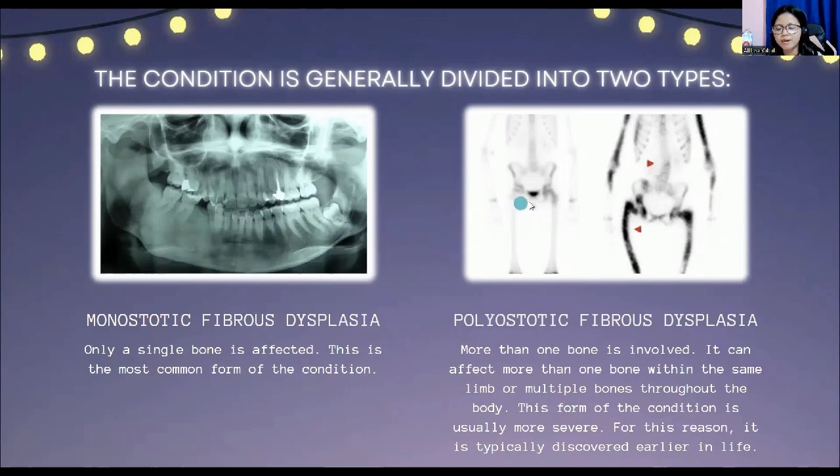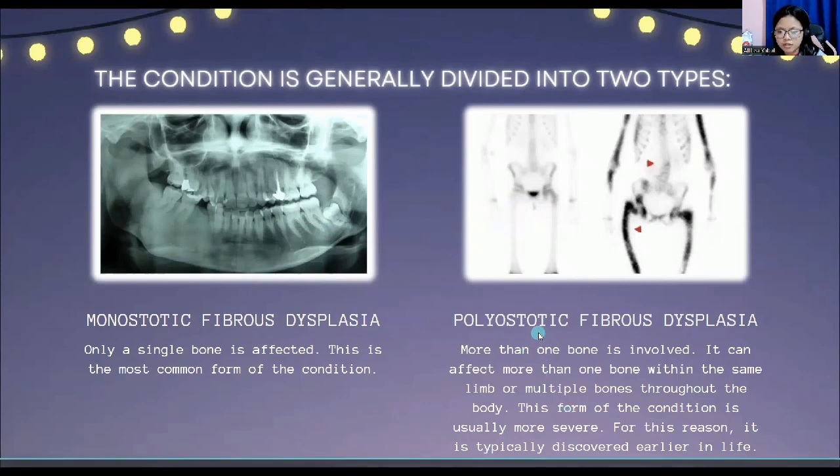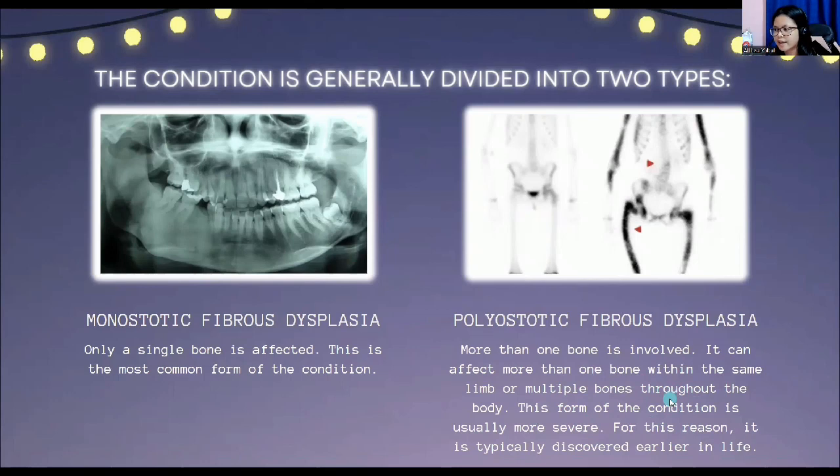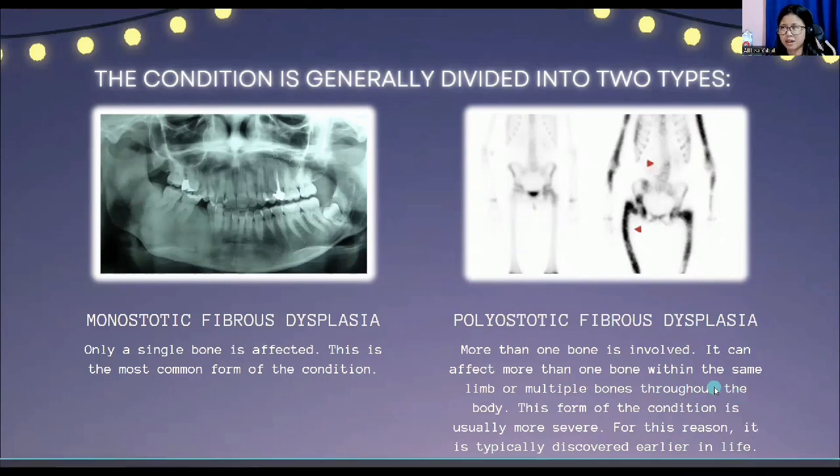Kasi kapag meron pa sa ibang parte, which is kung meron pang fibrous dysplasia sa hip or sa jaw or sa pelvis, ibig sabihin meron ka ng polyostotic fibrous dysplasia. Meaning to say that this individual, yung more than one bone is involved, it can affect more than one bone within the same limb or multiple bones throughout the body. This form of the condition is usually more severe, and for this reason, it is typically discovered earlier in life, meaning to say that kapag polyostotic fibrous dysplasia yung meron ka, most likely halata na halata. And compared sa monostotic na lately pa siya nade-discover, pag polyostotic, mas nade-discover siya ng maaga.